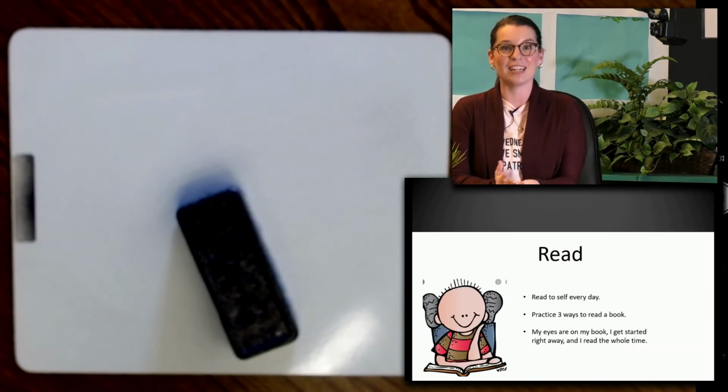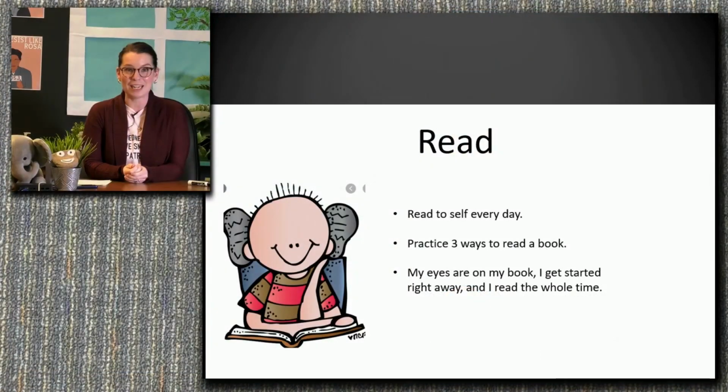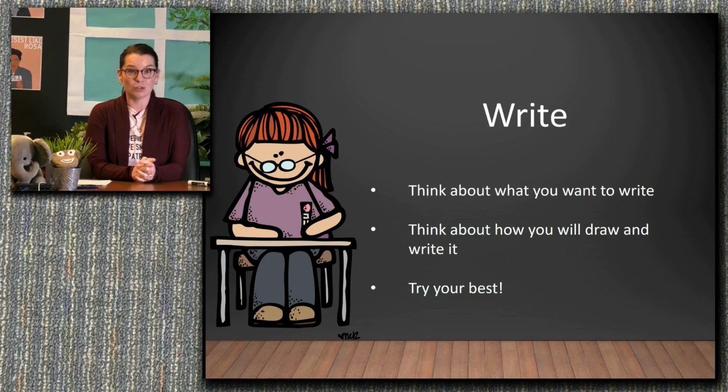Your independent work is to take everything you know about those letters during your independent reading. You're going to find those letters and use them to help you read all the way across a word. You're going to look for things in the pictures that start with sounds and letters that you know. You're also going to read and think about how your characters are feeling in your books. When you write, you're practicing writing letters. Think about what you want to write, think about how you will draw and write it, and then try your best. Use what you know about your letter formations to write all the way through words.